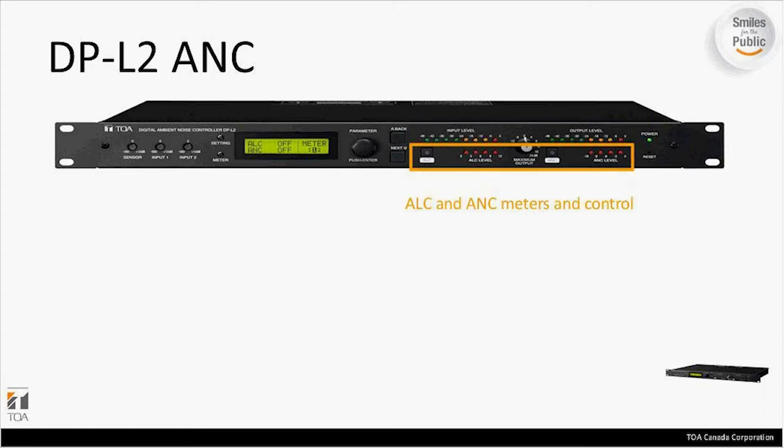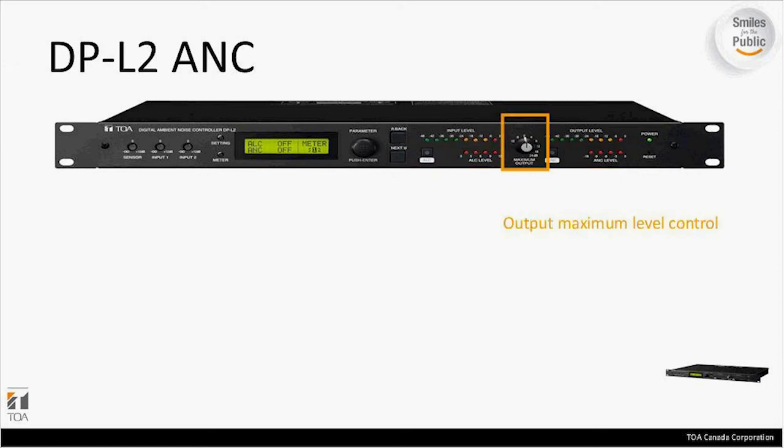We also have input and output levels for the automatic level control and for the ambient noise control. And those meters are, again, LEDs, so that you can adjust them. And then we have the output maximum level control. Now, we don't want this unit to go running amok, so you set a maximum so that you're not going to exceed your maximum level.